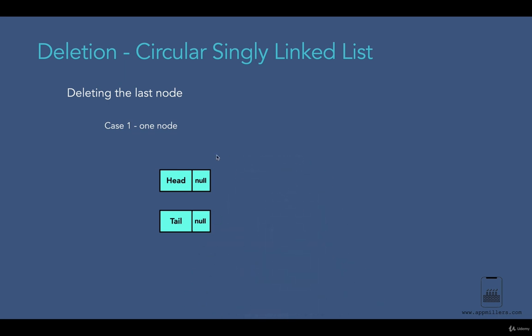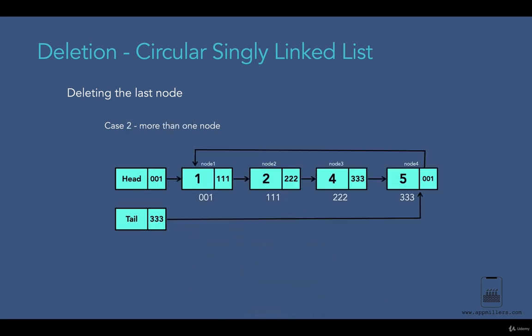Now the next case is we are deleting the last node in which we have more than one node. Now in this case, if we want to delete the last node, in this case it's going to be node 4, the first thing that we have to do, we have to loop through from the first node until the node which is located before the last node. So we are going to loop through this single linked list until we reach the node which is located before the last node. Now in this case, node 3 is located before the last node, so when we reach node 3, we are going to stop here.